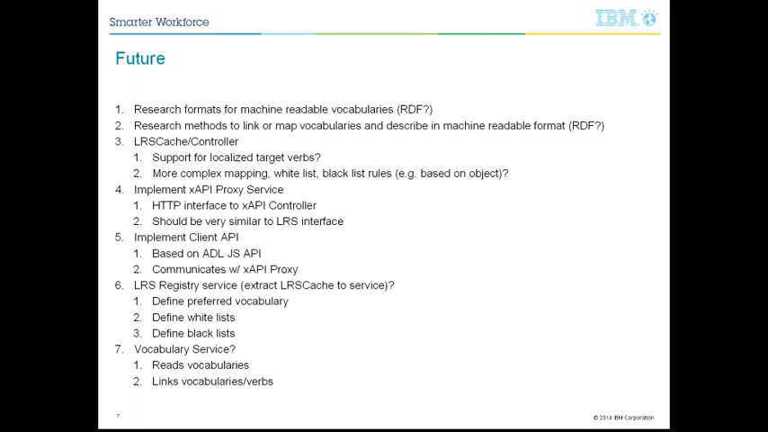And the vocabulary service would potentially be where we could host vocabularies and also define links between vocabularies. So instead of the mapping living locally, we could create the mappings in a vocabulary service. Right. And then the LRS cache could read from that and provide its data to the xAPI controller.